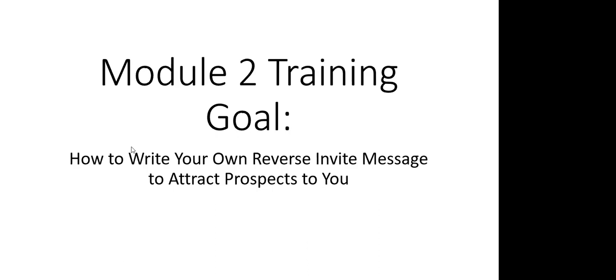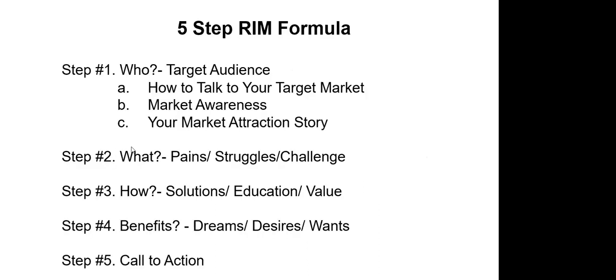So what we have right now is the 5 steps to the RIM formula. RIM is either reverse invite message or reverse invite formula. It's what we're going to be putting together. These are the 5 steps, and we want to make sure we know who our target audience is. That's what we talked about last week. Okay, how to talk to your target market. One of my favorite things we're going to talk about is market awareness and your market attraction story.